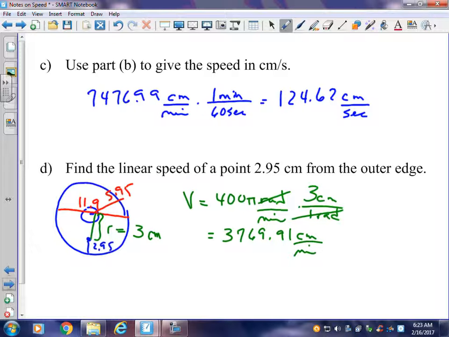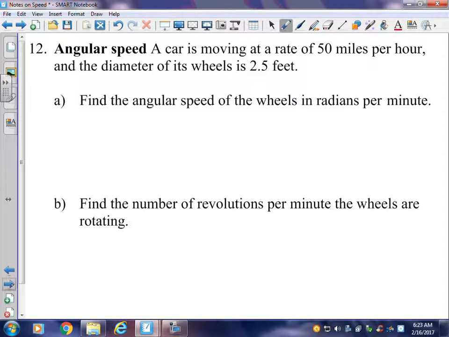All right, we have one more question in which we're doing backwards again. This one was a forward one, and it's pretty simple, but the backwards ones seem to be a little bit more difficult. It says a car is moving at a rate of 50 miles per hour. The diameter of its wheels is 2.5 feet. So what's the radius? 1.25 feet. That's half of the diameter. Find the angular speed in radians per minute. Find the revolutions per minute of the wheel rotating.